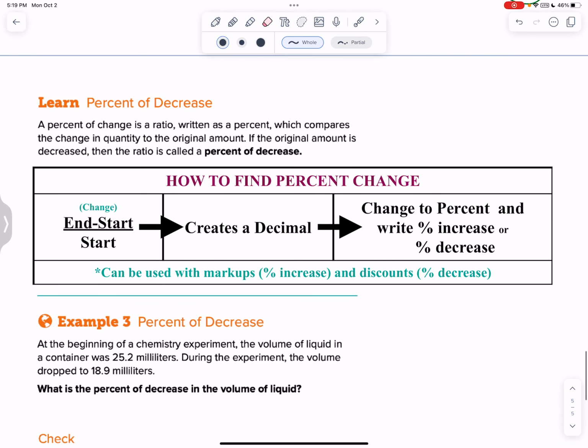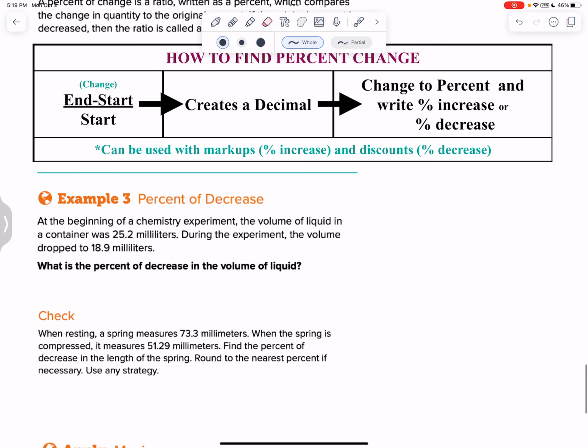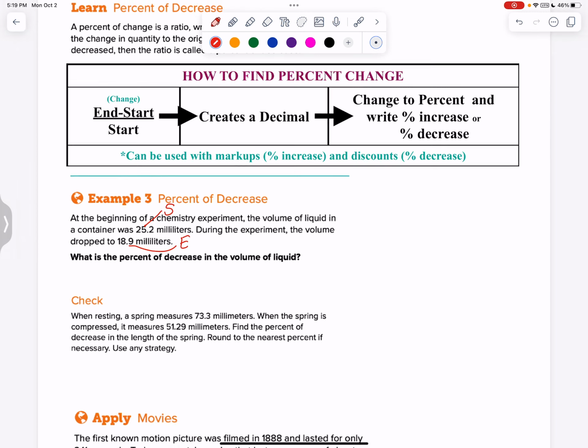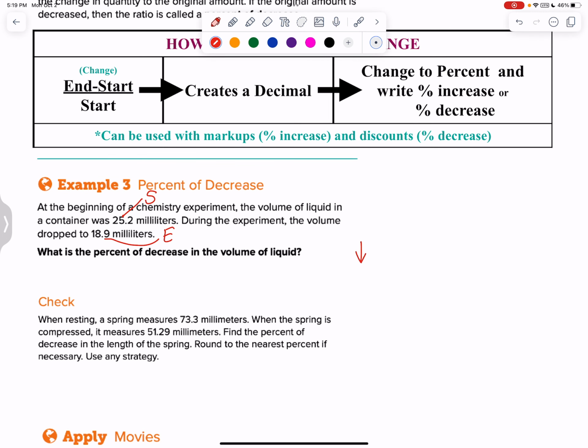All right, so now we're doing the opposite, which is percent of decrease. It's the same exact process, but from start to end, our numbers are going down. But it's the same idea, same process. So stick with that routine. I promise it's going to work for you. At the beginning, the volume was 25.2 milliliters. Beginning means start. And then the volume dropped. That's the end. Since it dropped, pay attention that it's a decrease.